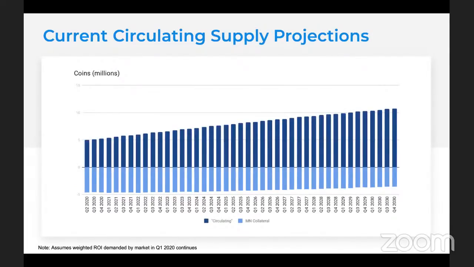this is a look forward, assuming that the historical weighted ROI that you saw on that previous slide continues into the future, based on the masternode rewards that we project and based on a modest growth in transaction fees, et cetera. And so we just set a set of assumptions and projected forward what the masternode collateral and circulating supply growth would look like. And this plots it out through the year 2030. So this is about a 10-year period here.